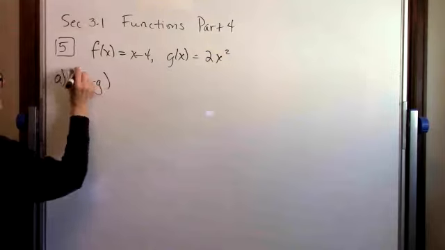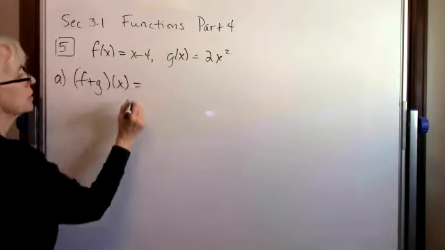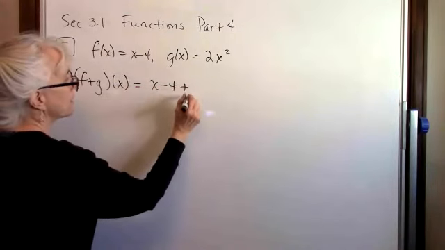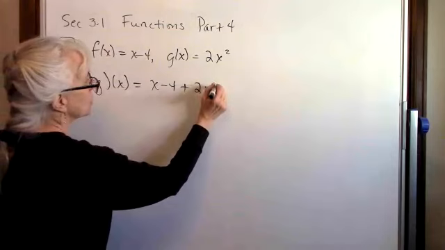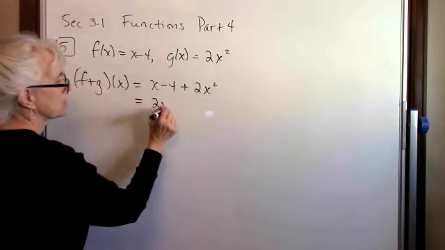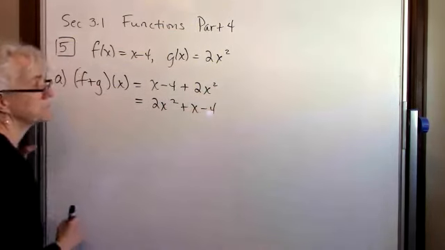Part A is asking us to find f plus g of x. So literally, I'm going to pick up f, which is x minus 4, and add to it g, which is 2x squared. And I like to clean that up and put it in descending order because it's just prettier to look at. So that would be 2x squared plus x minus 4.